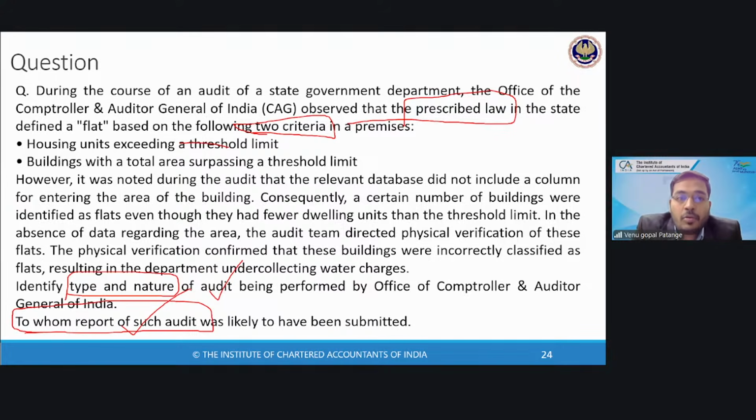If it is a public sector undertaking, then it will go to the Committee on Public Undertakings. So from PAC, where will it go? Will it go to Parliament or to the state legislature? It will go to the state legislature, governor. Nice, so it will go from PAC.